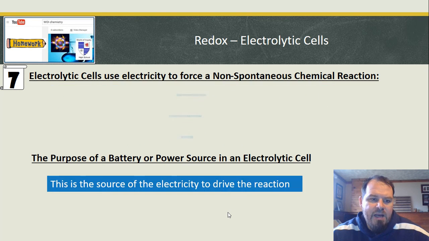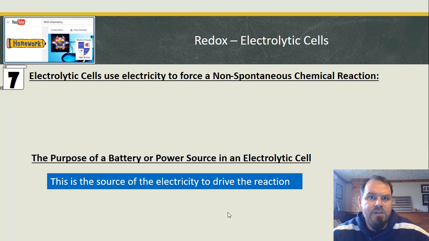Now it flows backwards, from positive to negative instead of negative to positive. What switches is the signs. It still flows A to C, so I don't want you to think that it flows from C to A. The purpose of the battery is the source of power. It's the one that gives the reaction the ability to overcome the fact that it is a non-spontaneous reaction.